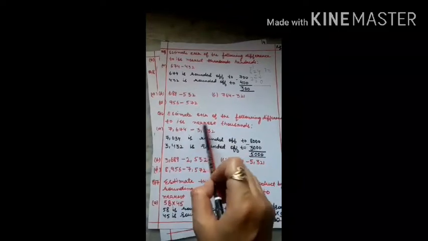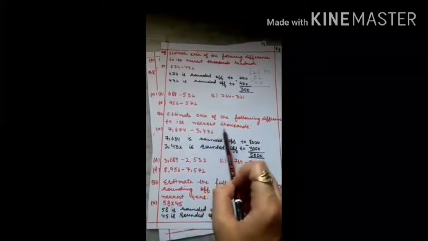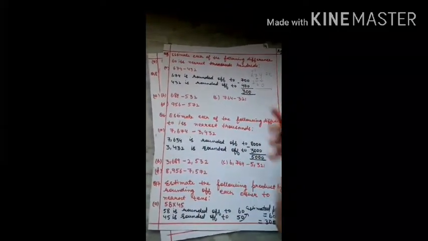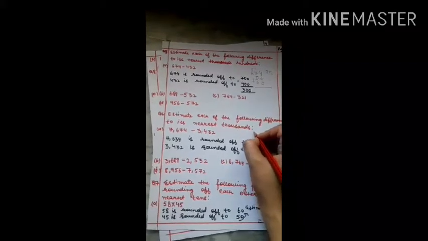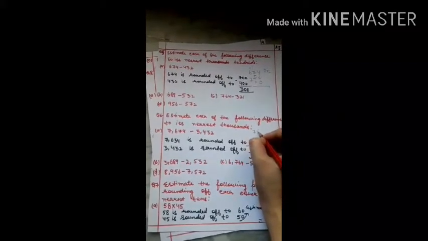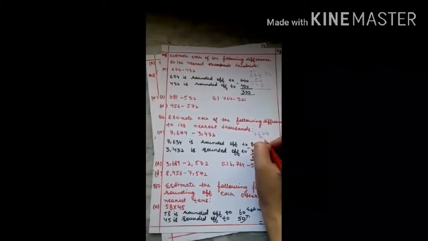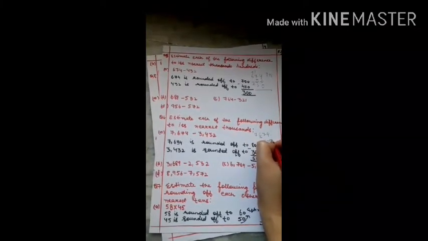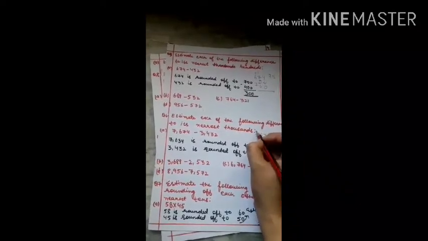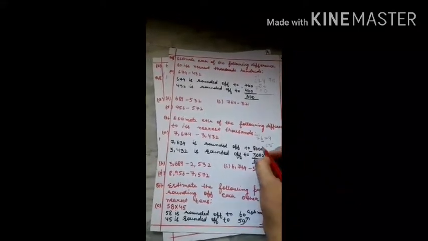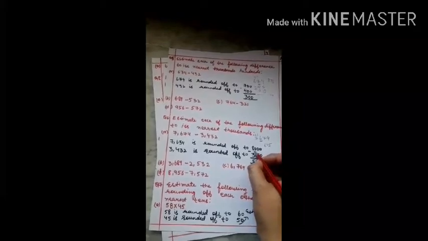Question number 6 is to estimate each of the following differences to the nearest 1000. Here you look at the digit at the 100's place. It is 7674. The digit at the 100's place is 6. 6 is greater than 5, so you will add plus 1 to the digit at the 1000's place. It will be rounded off to 8000.